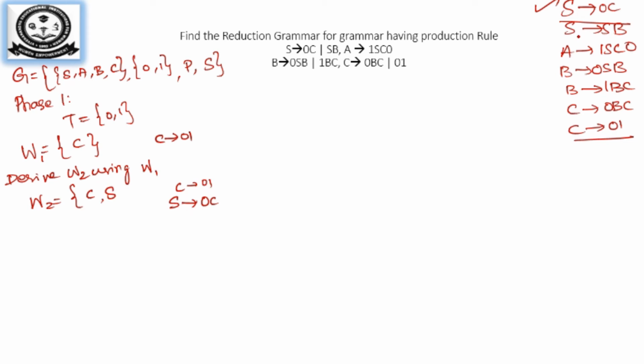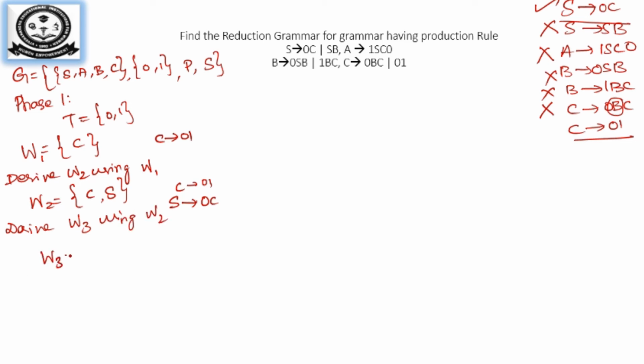Can you include S implies 0B? No, because B is not in W1. A is not in W1. So B is also not there in W1. But you can have C implies 0, 1. But the C implies 0BC is not included because B is not in W1. So you will have only two production rules. So you will close the rule. Now W2 and W1 are not same. So we will try to derive W3 using W2.